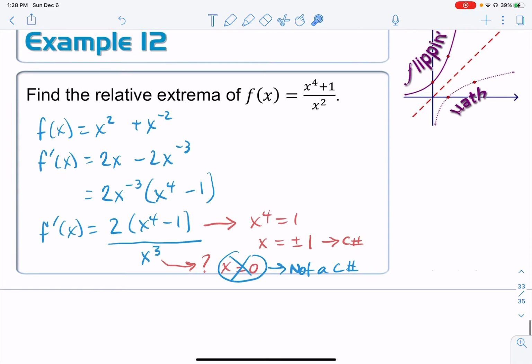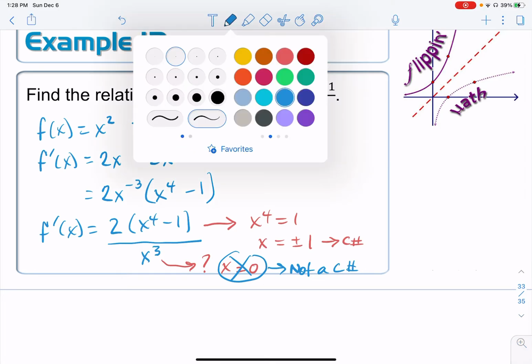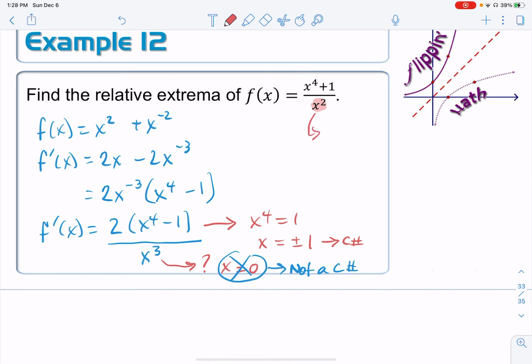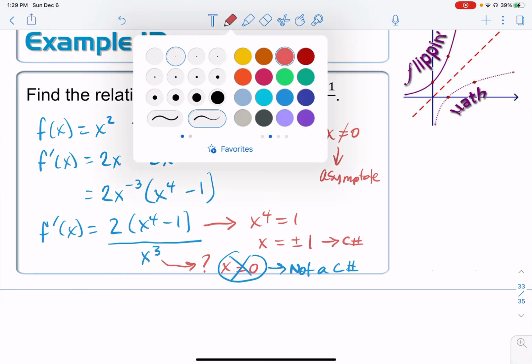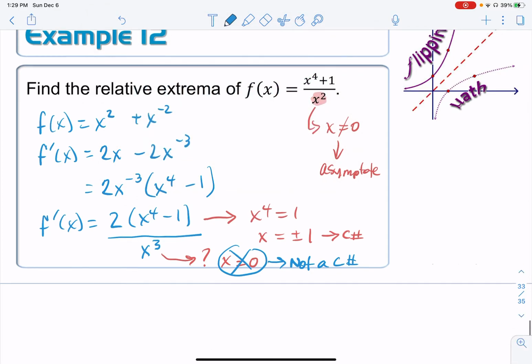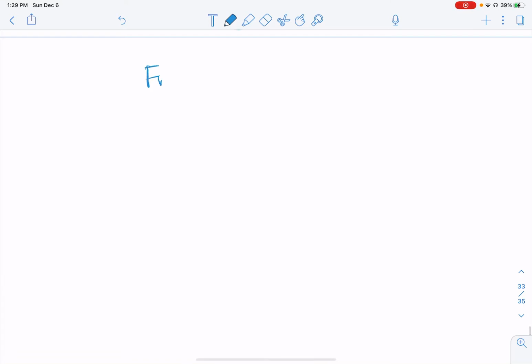The reason why is because if I take a look at the original domain here, x is not equal to 0. You already have yourself an asymptote here. So if you have an asymptote on your graph, there's no possible way that it's going to be a candidate for a relative minimum or a maximum. So be careful. All right, let's make ourselves a table of values for our first derivative test.